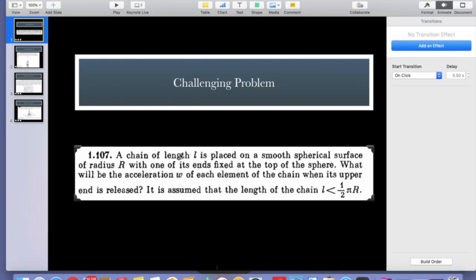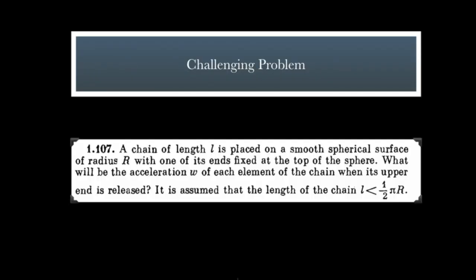Hello. So our next challenging problem is: a chain of length L is placed on a smooth spherical surface of radius r with one of its ends fixed at the top of the sphere. What will be the acceleration of each element of the chain when its upper end is released?